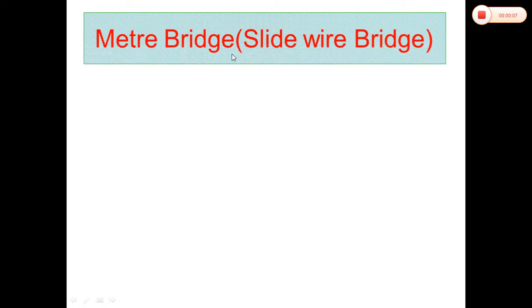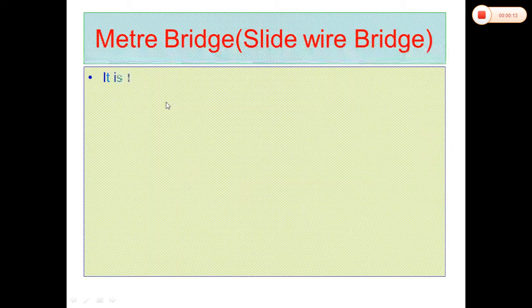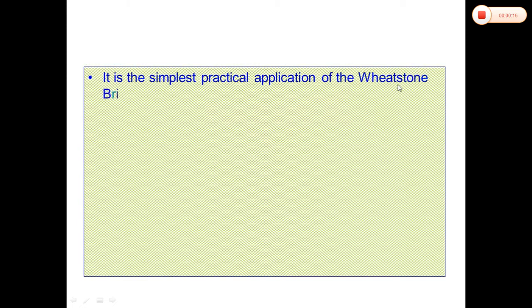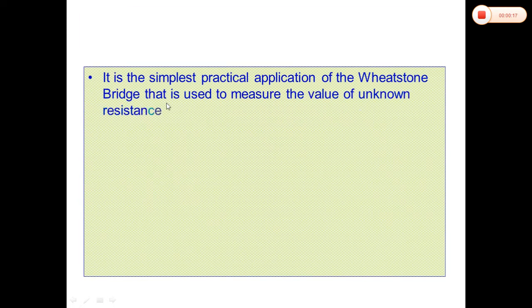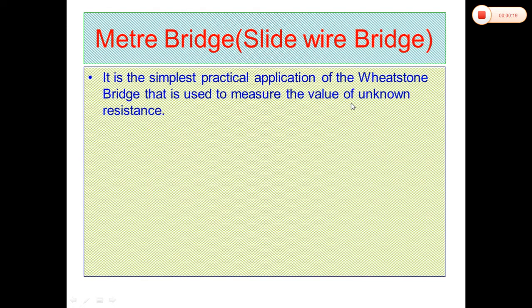हेलो स्टूडेंट्स, आज हम करंट इलेक्ट्रिसिटी का पहला डिवाइस डिस्कस करेंगे जिसका नाम है मीटर ब्रिज, which is also called slide wire bridge. Students, it is the simplest practical application of Wheatstone bridge that is used to measure the value of unknown resistance. Students, with the help of this device, we can find the value of resistance of a given wire.